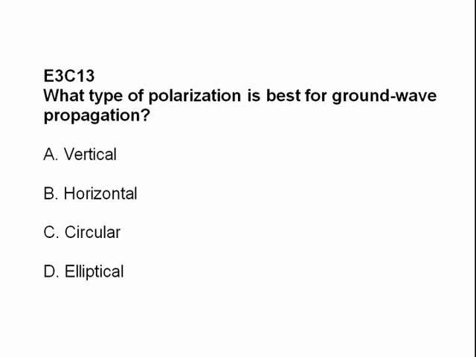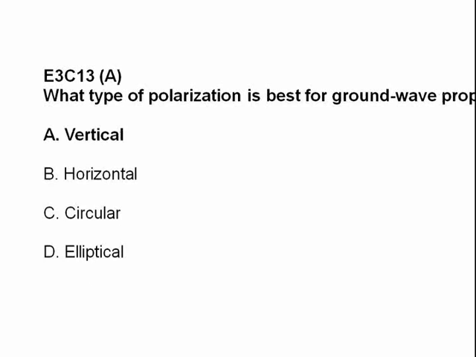What type of polarization is best for ground wave propagation? A, vertical. B, horizontal. C, circular. Or D, elliptical. The answer is A, vertical.